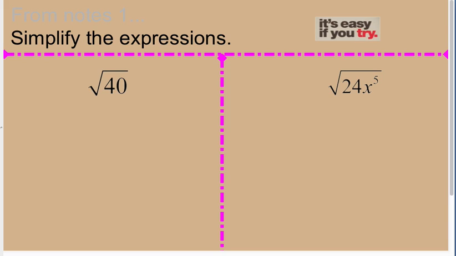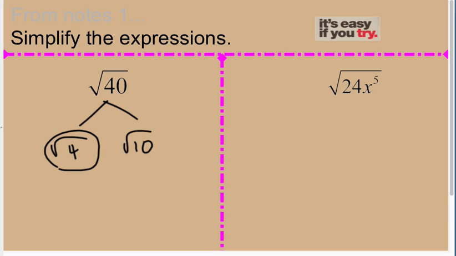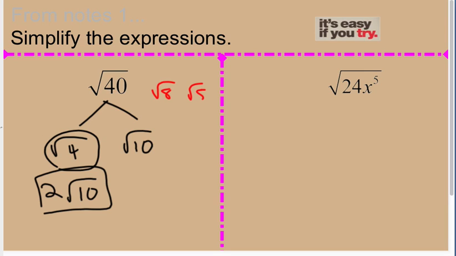So if I look at the first one, remember how we do this, we break it up into a perfect square root. Now when I say perfect square root, I'm talking about 4, 16, 64, 81, things like that. So when I look at 40, I have to start automatically seeing I can break that up into 4 and 10. I chose 4 because 4 is a perfect square root. So square root of 4 is going to be 2. Square root of 10 is square root of 10. That is simplified. A lot of kids will split this up into square root of 8 and square root of 5. That's fine.